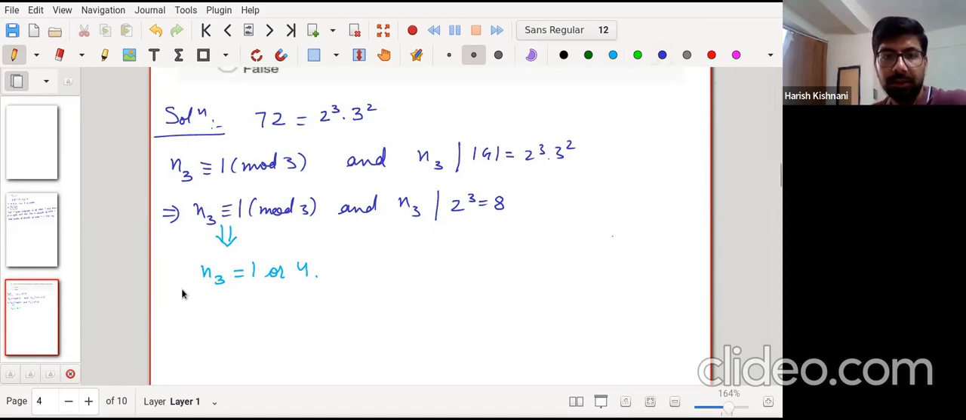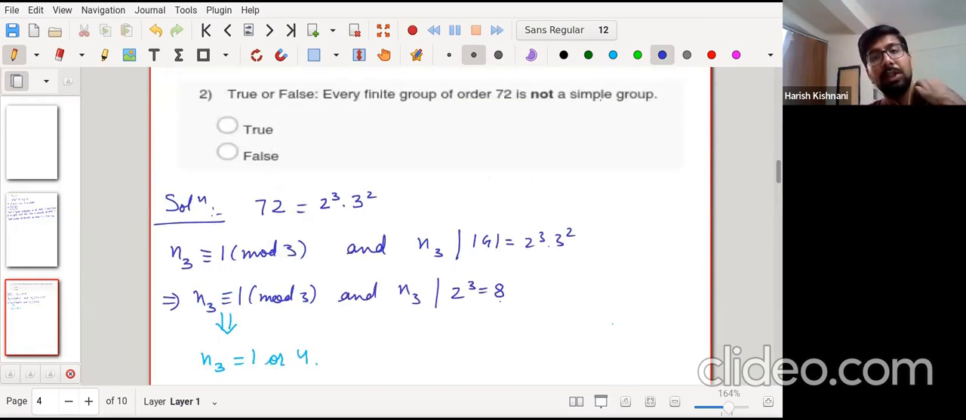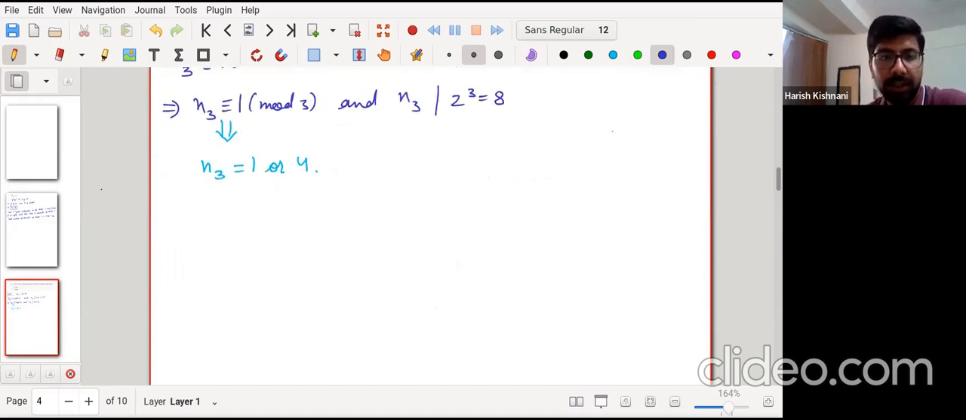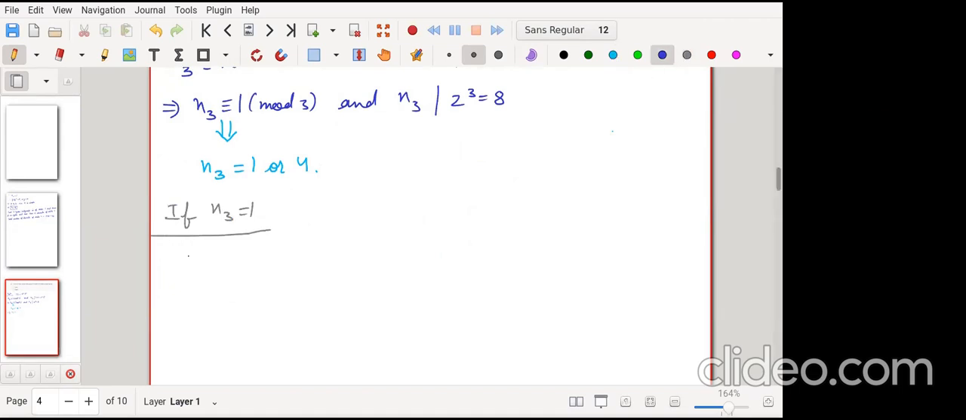So here we go, n3 is either 1 or 4. In both conditions, we have to check whether it's simple or not. It's a true false question, so it might be simple or might not be simple. We'll check one by one what happens when n3 is 1 or n3 is 4. See, n3 equal to 1 is a simple case, right? We already saw that if the Sylow subgroup is unique, then that subgroup is normal. So if n3 equals 1, then G is not simple.